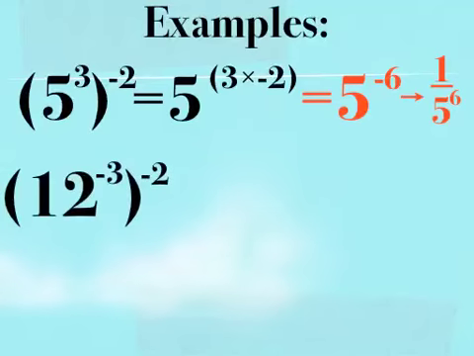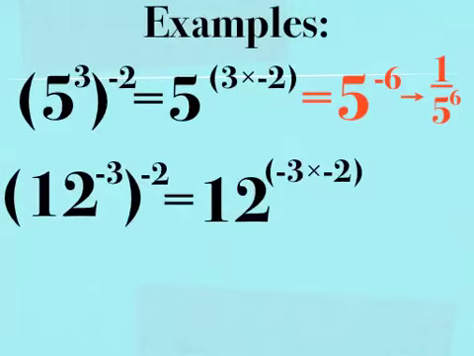The next example, I have 12 to the negative third, in parentheses, to the negative second power. This is a power to a power. I need to leave my base 12 alone and multiply negative 3 times negative 2. Well, negative 3 times negative 2 is a positive 6, so my answer is 12 to the sixth power.